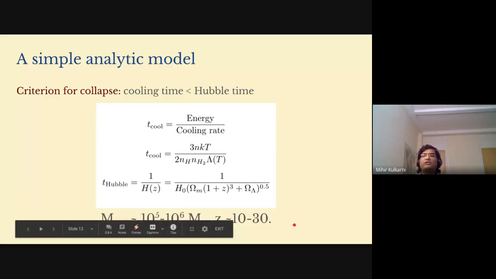And the next question we can ask is: is it the same in different parts of the universe? Does it change with time? Does it depend on environment? And does it depend on feedback processes?